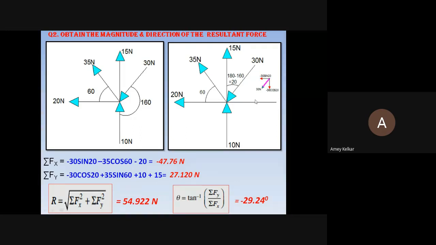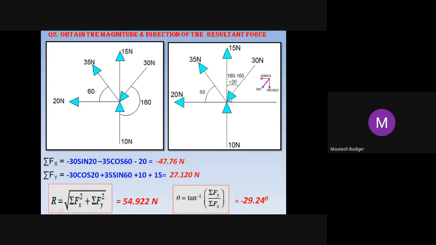Summation Fx. Now see here, I'll tell you all: minus 30 sine 20 because the angle is with the x-axis, minus 35 cos 60, the angle is with the y-axis, and this is going left side, minus 20. Now what is the equation which you have written? Who is getting different answers? Summation of Fx is correct. Summation of Fy we are getting 37.12. Okay, means in my addition there might be a doubt. This equation is correct. Minus cos 20.